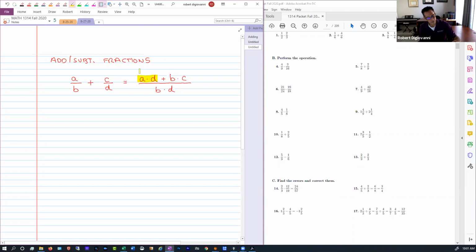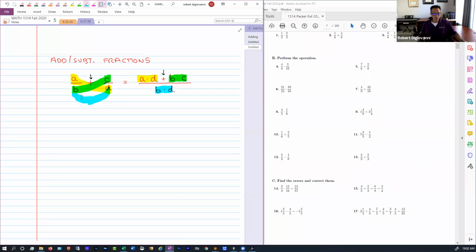So this A times D, do y'all see that that's just me multiplying this times this, right? Multiply those together. Then you add, because there's an addition symbol here. And then B times C, do y'all see that that's just these two multiplied together? So it's like you're multiplying across one way, and then you're adding to that, multiplying across the other way. And then the B times D, do y'all see that that's these two multiplied together, the denominators? That's the formula.